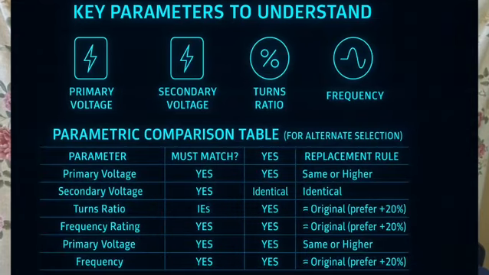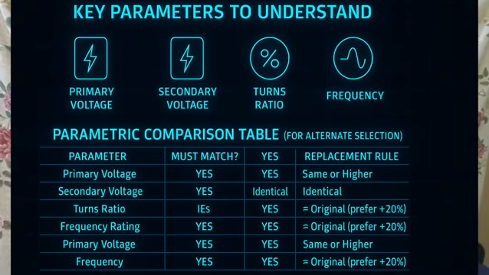So first comes the voltage rating. Both in primary and secondary, what is the voltage rating? It indicates the maximum safe operating voltage. It is important because it prevents insulation breakdown. When we are recommending an alternate solution, we should make sure to find the same voltage rating or a higher voltage rating as an alternative. It should not be lower.